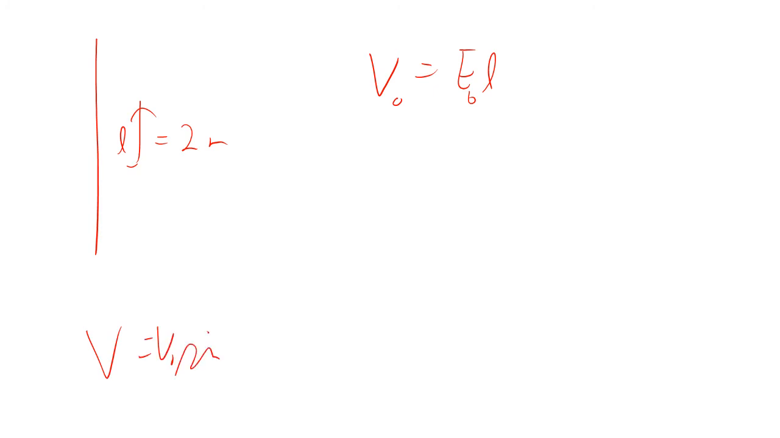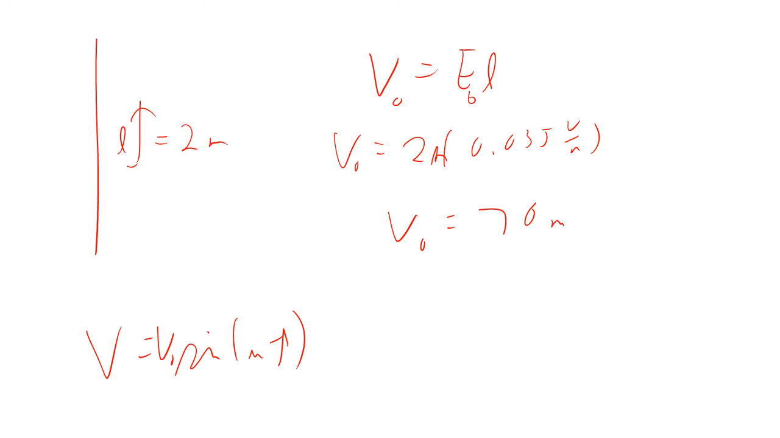If we say that the length of our antenna, L, is equal to 2 meters, then V equals E naught L, so this would be V naught, that's the maximum voltage. Remember the voltage is also going to be sinusoidal, V naught sine omega t. So V naught will, in this case, be 2 times 0.035 volts per meter, 2 meters. So that means V naught is going to be 70 millivolts. Okay, so that's the voltage.